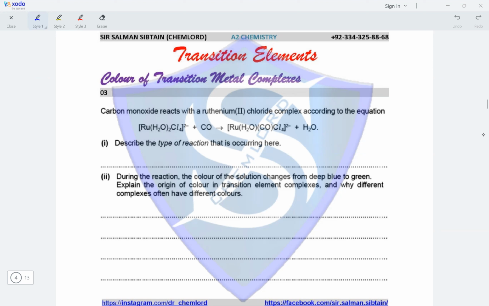So we've got 2 water and 4 chloride ligands on the left, and 1 water, four chlorides and carbon monoxide as a ligand on the right, and one water molecule has been removed. So what is happening is one water molecule is being replaced by a carbon monoxide molecule. So this is what is known as a ligand substitution reaction.